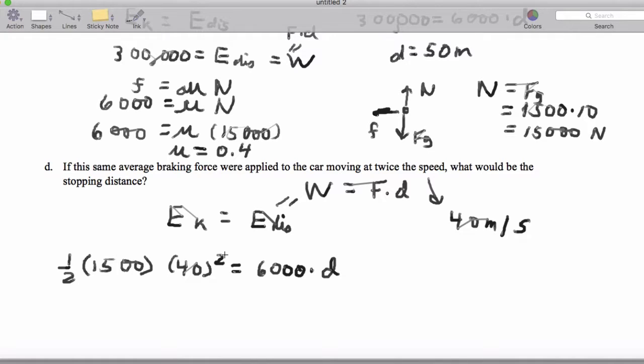So let's go ahead and work that out. When we do, we're going to end up getting a distance which I believe is going to be 4 times the original amount. I'm predicting we're going to get 200 meters, but let's just double check. So 750 times 40 squared.